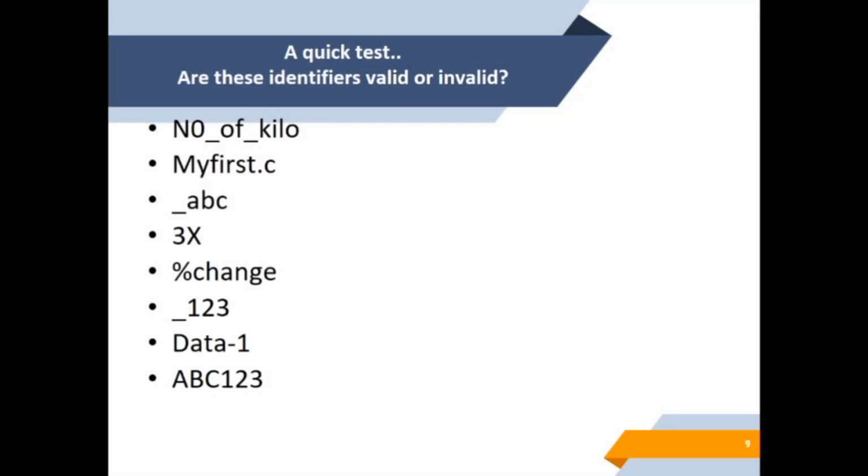A quick test. Number of kilo, valid. This one invalid. This one valid. This one invalid, starting with a number. Percentage invalid, cannot put any other sign. Starting with an underscore, valid. Data minus 1, invalid, special character. This is valid.